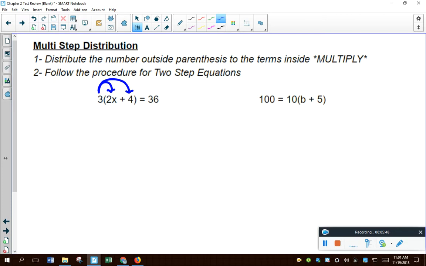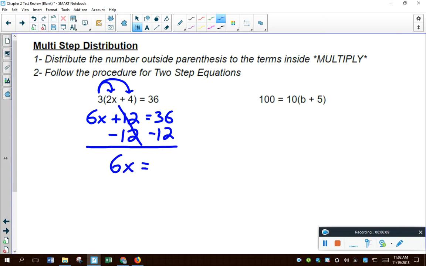So 3 times 2x is 6x. 3 times 4 is 12. That's going to equal 36. From here, it's a normal two-step equation just like we were solving in the previous slide. So I have plus 12. I'm going to undo that with subtraction. We're left with 6x is equal to 24.